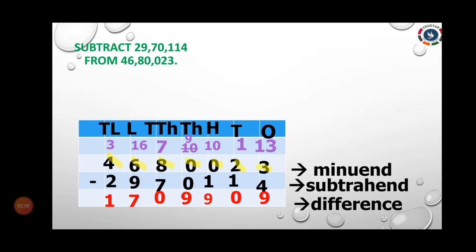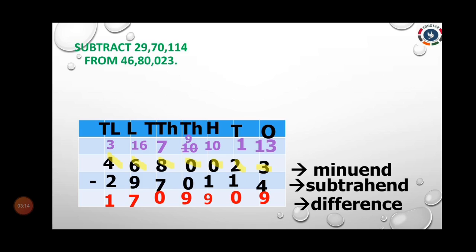The first number is the minuend, the second number is the subtrahend, and the result we get is the difference. So what do we get finally? 17,09,909. Now we are going to check the answer.